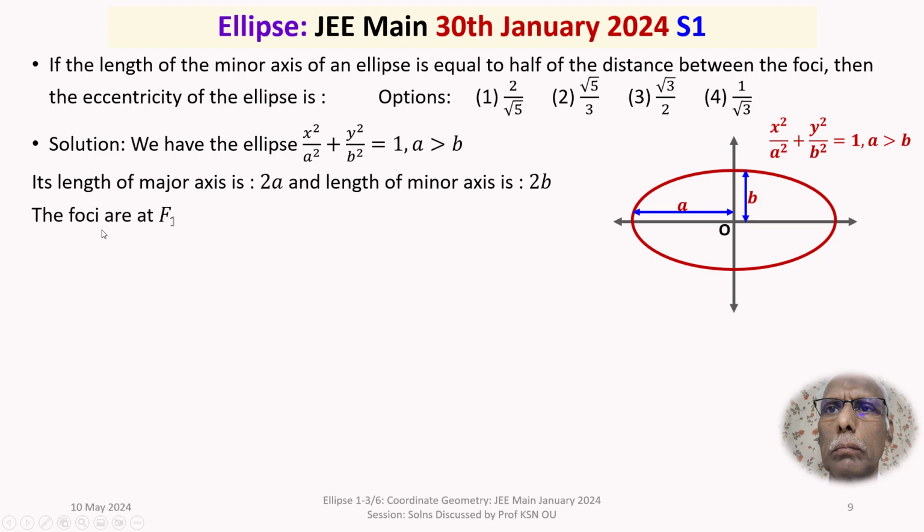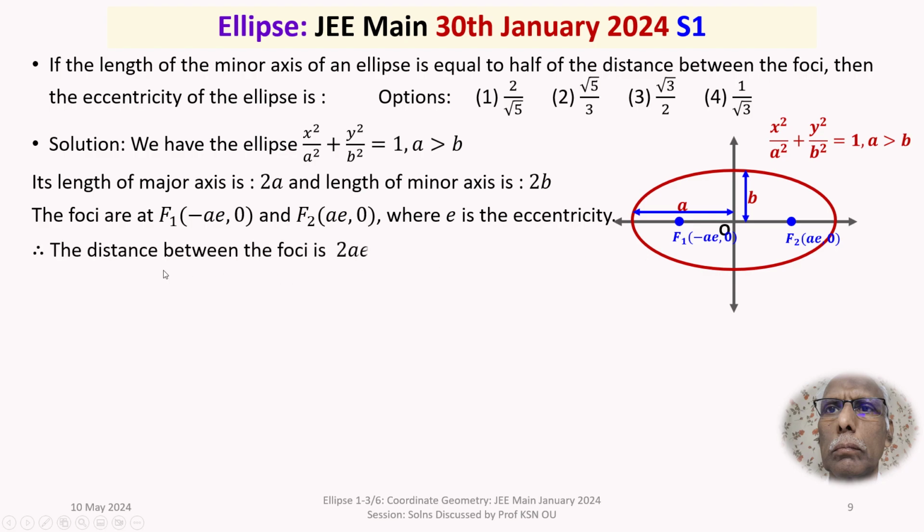Right. And an ellipse has two foci. The first one is F1 with coordinates minus ae comma 0, F2 with coordinates ae comma 0. You are given the distance between the foci. From O to F2 is ae, O to F1 is also ae. So the sum is 2ae. The distance between the foci is 2ae.